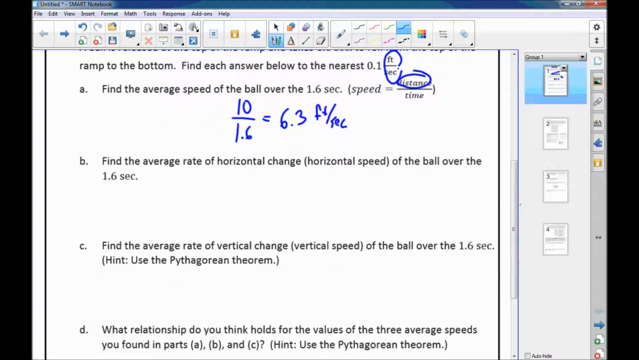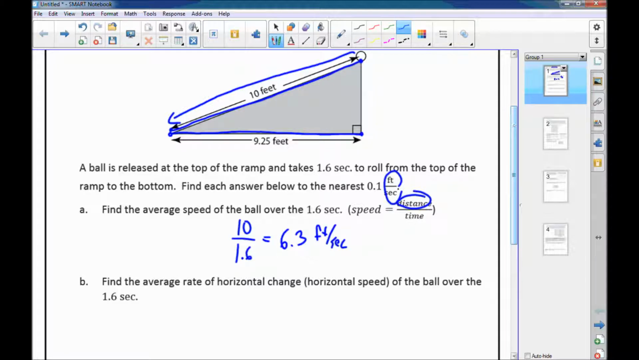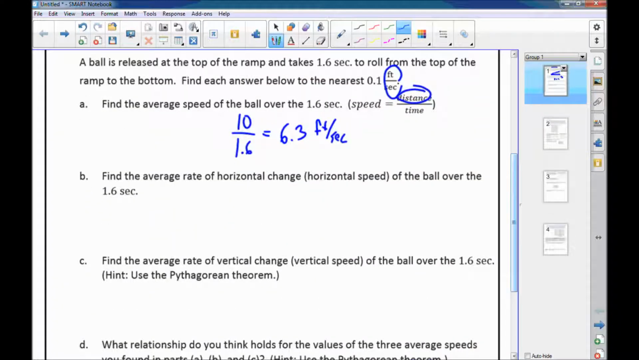All right, so find the average rate of horizontal change of the speed of the ball over the 1.6 seconds. So the horizontal change is this one. It went this far left to right, 9.25 feet. So this is going to be 9.25 over 1.6, which will be about, I forgot the squiggly equals on part A there, 9.25 divided by 1.6, 5.8 feet per second.